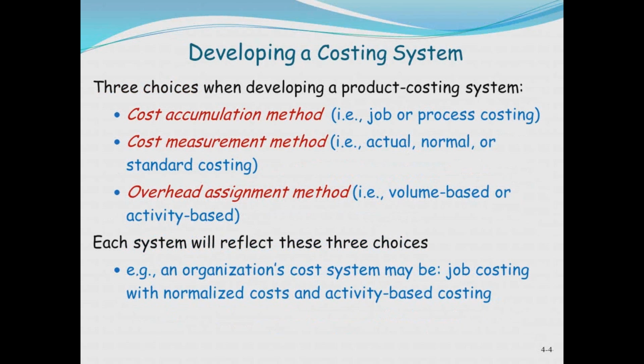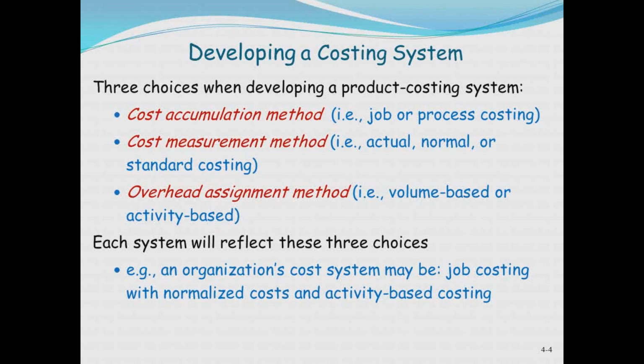So when you're coming up with your costing system, you're making three primary decisions. How are you going to accumulate your costs? Is it through job costing or process costing? Kind of the two ends of the spectrum, or something in between. Then how are you going to measure those costs? Are you going to use actual costs, normal, or standard costs? We'll talk about actual and normal today. We won't talk about standard costing till later in the semester.